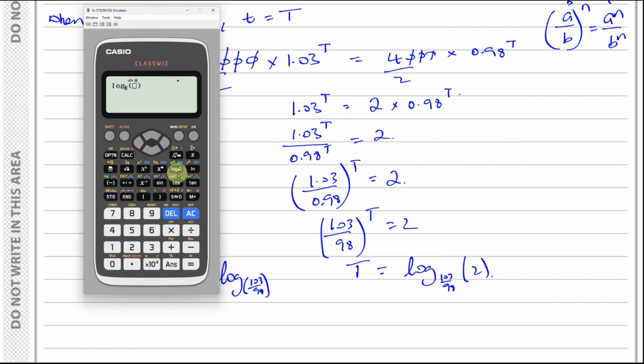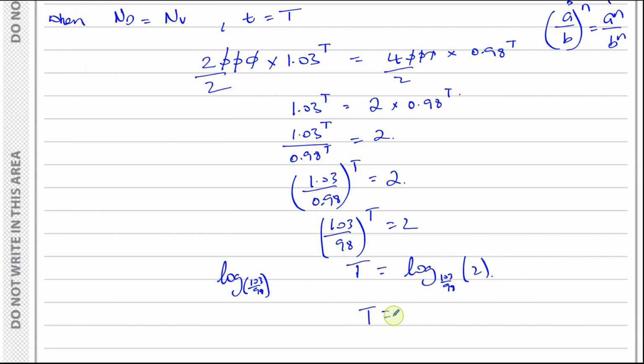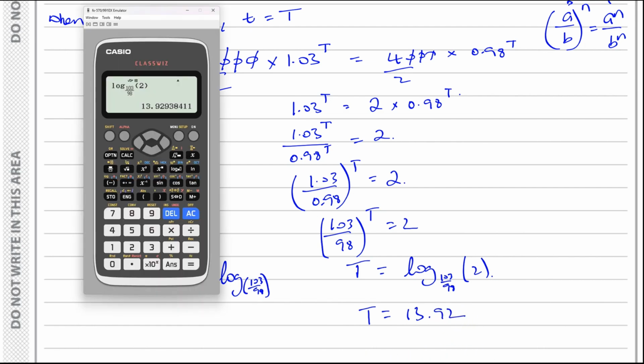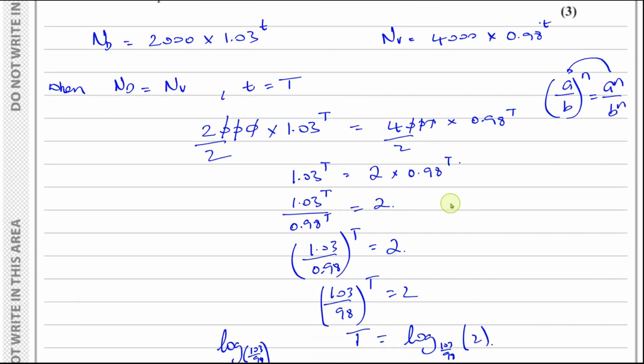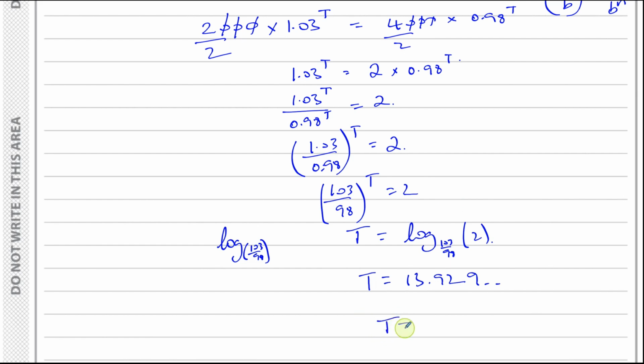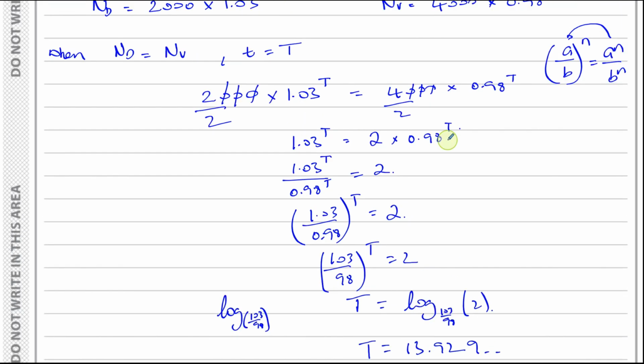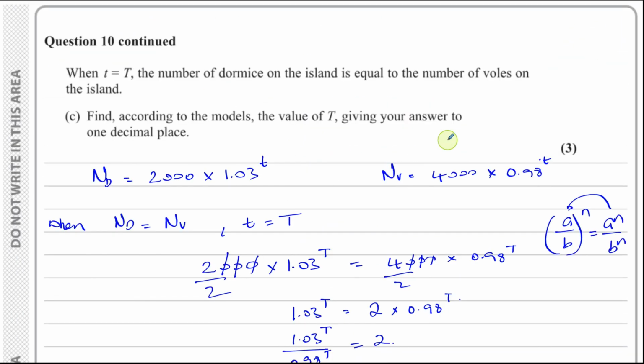So we say log to the base of 103 over 98 of 2. And that gives you the answer, which is 13.92. So t equals 13.92. It says give your answer to one decimal place, so here we just say 13.9. 13.9 is the value of t.